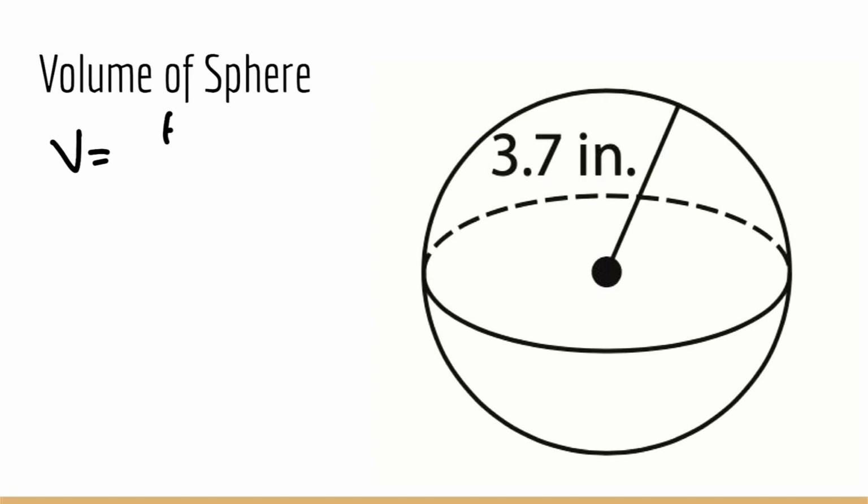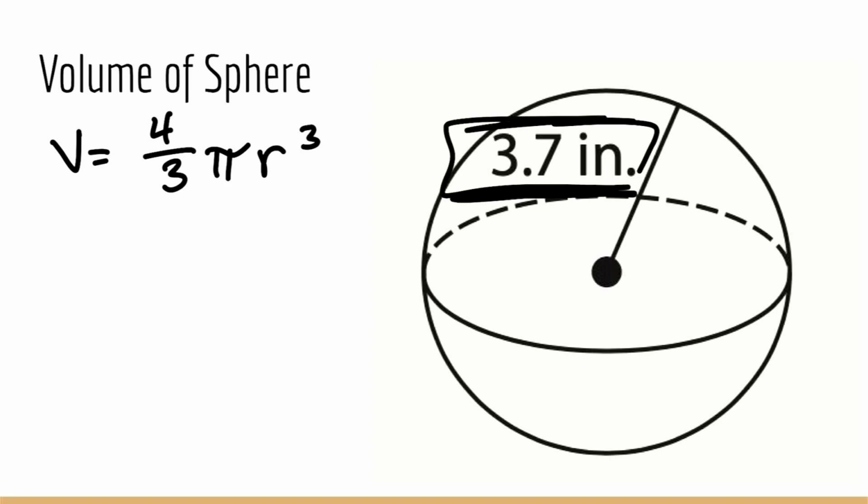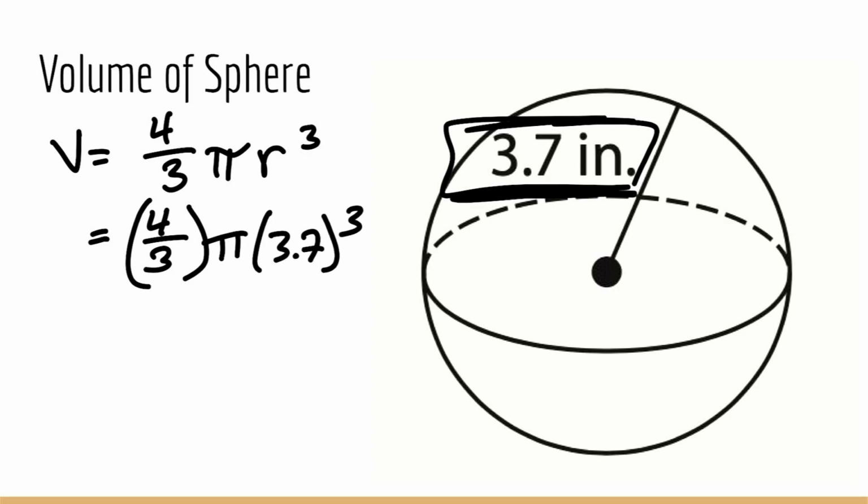So I'm gonna copy down my formula. Volume is equal to 4 over 3 pi r cubed. And I'm just gonna plug in my radius. According to my picture, my radius is 3.7 inches. So I'm gonna do 4 over 3 times pi times 3.7 inches cubed.